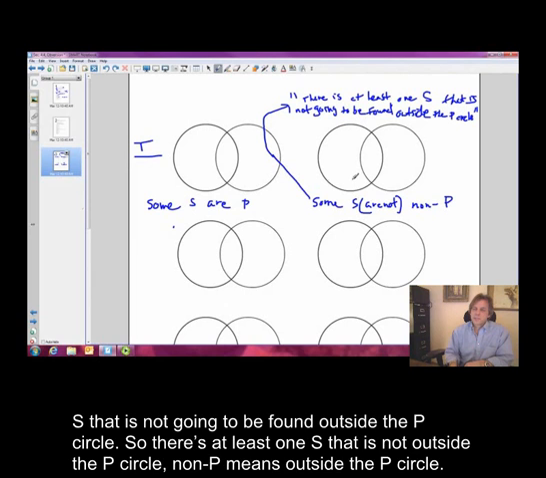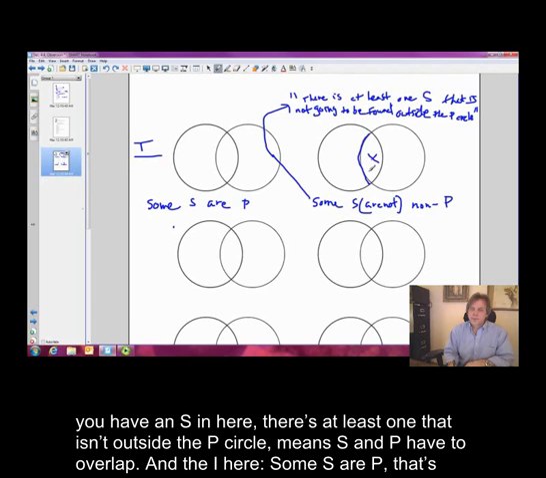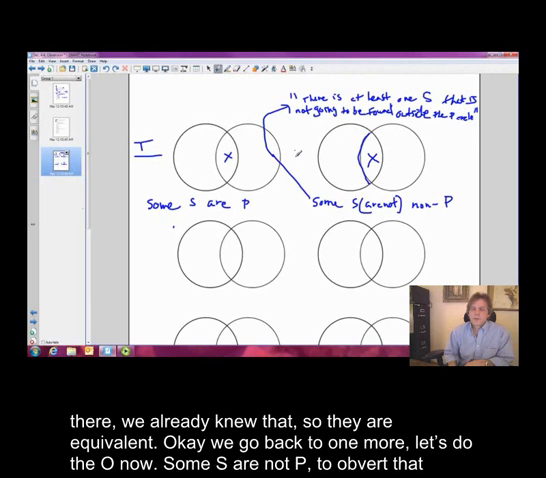Non-P means outside the P circle. So here's S. You have at least one that's not going to be outside the P circle. That would mean to be somewhere around here, right? That means you have an S in here. There's at least one that isn't outside the P circle, means S and P have to overlap. And the I here, some S are P, that's there. We already knew that. So they're equivalent. Okay, we go back to one more.